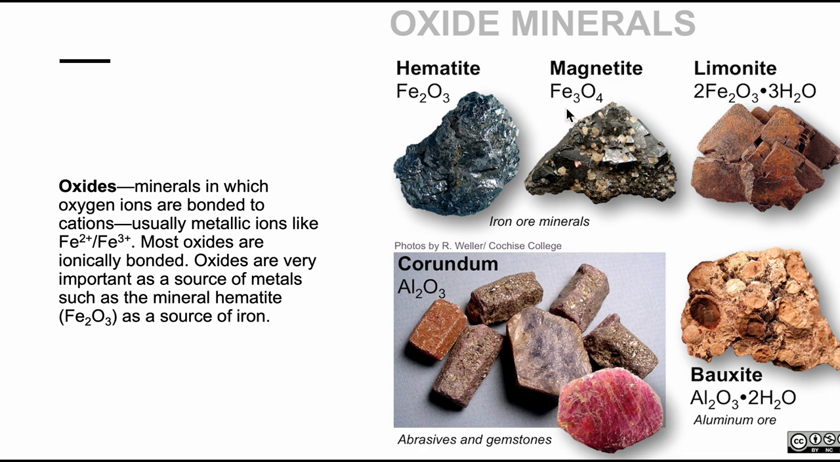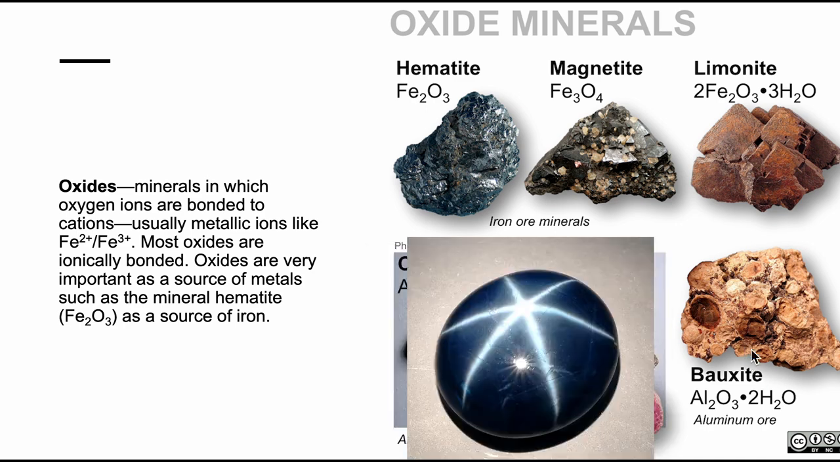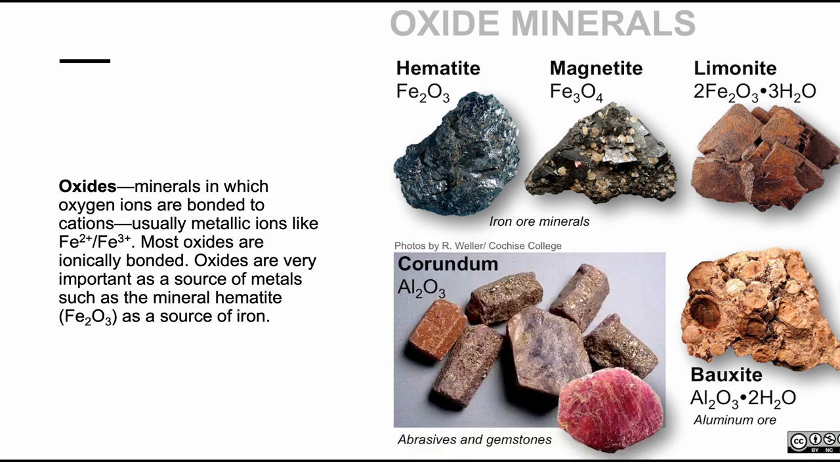Magnetite has a formula of Fe3O4. This has magnetic properties. Limonite is a hydrous iron oxide. It's kind of powdery, orangey, yellowish color, very common. Corundum is a very hard aluminum oxide that in some cases has a gem quality variety called ruby. Other cases has a gem quality variety called sapphire. And bauxite is one of our more important sources of aluminum ore. It's an Al2O3 with water, so it's a hydrous aluminum oxide.